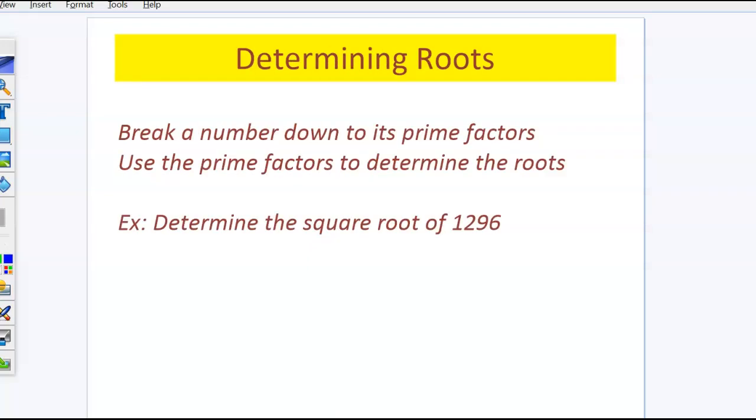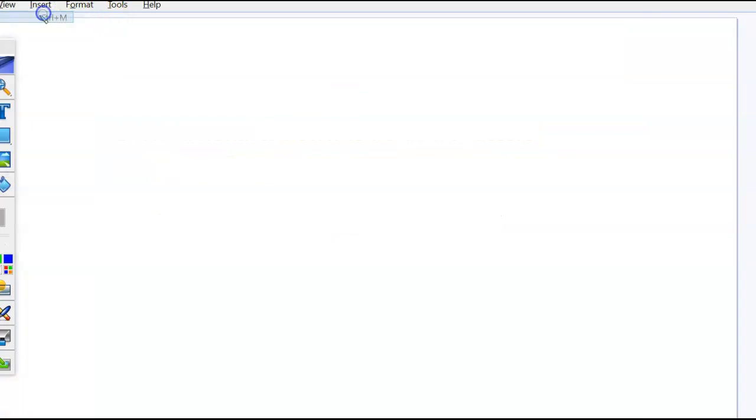Now, if we're determining roots, we could break down numbers into its prime factors. So we can use our skills that we learned in section 3.1. So let's say we want to determine the square root of 1296. Okay, so I'm just going to get a new page here. I need a little bit of room. So let's start with 1296 and let's break it down into its prime factors.